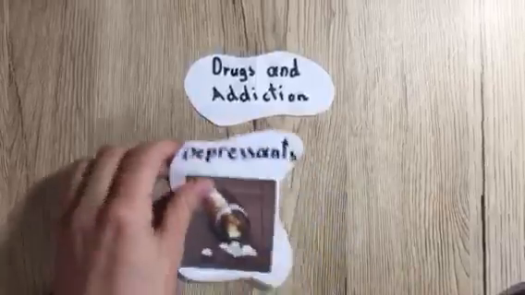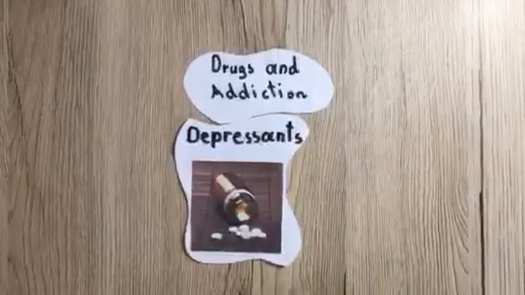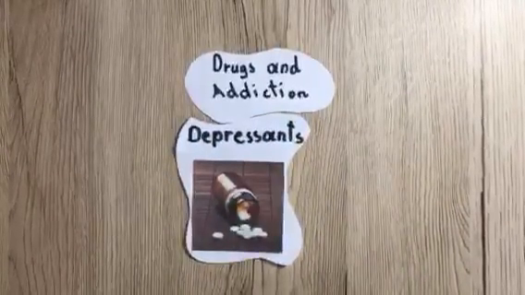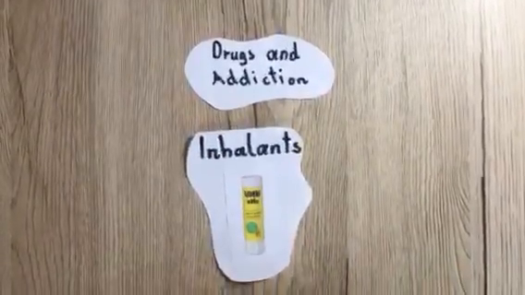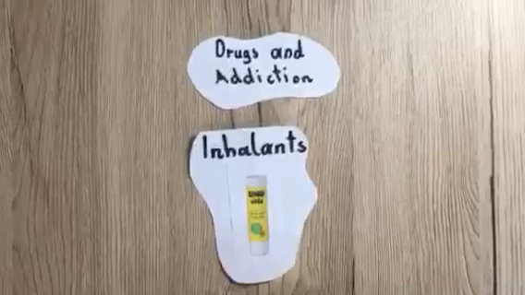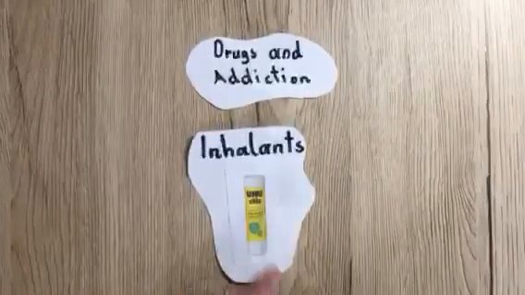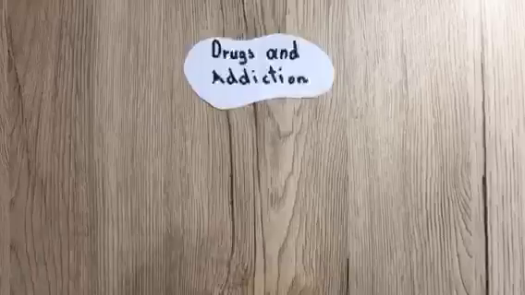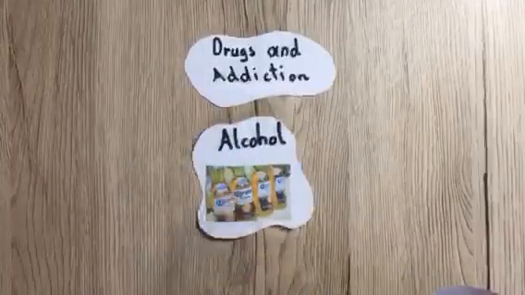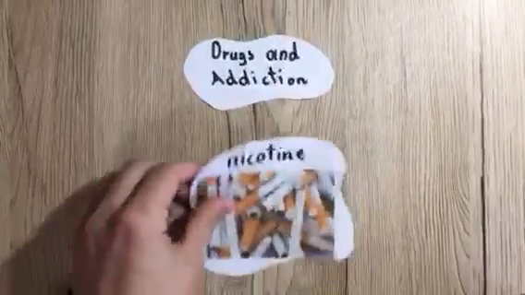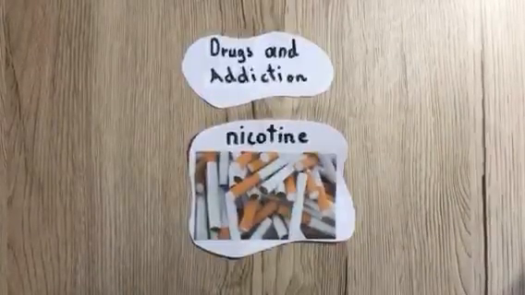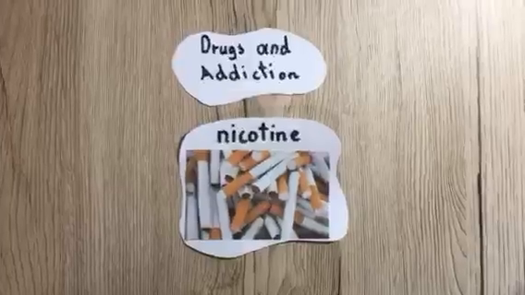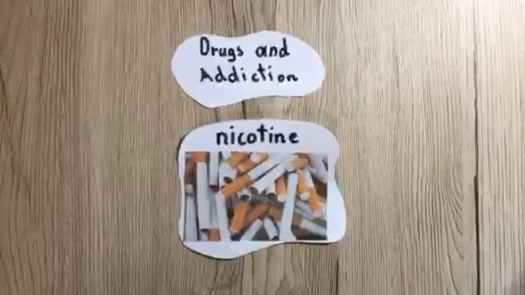The fifth group is depressants, that reduce pain and make you basically numb. The next one is inhalants. They are called inhalants because you can breathe them in, for example, glue or paint. Then comes alcohol. And the last category is nicotine, which can be found in cigarettes and is proven to be a cause of heart disease and lung cancer.